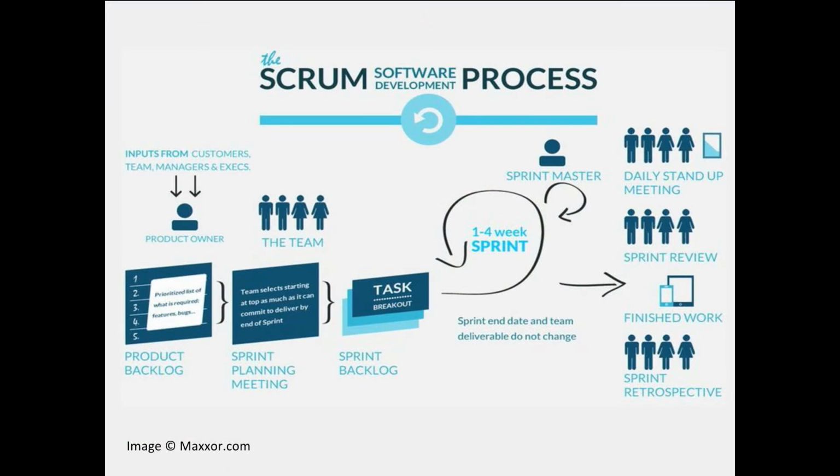So one is the sprint planning meeting, and that's where the product owner and the development team get together. They go through the list of things that need to be done, which is called a product backlog. They pick some things to work on, so that's called the sprint backlog, and then they assign those things to different members of the teams.